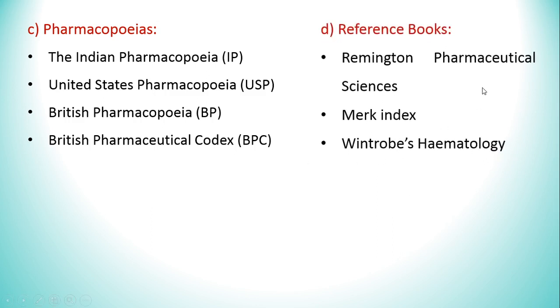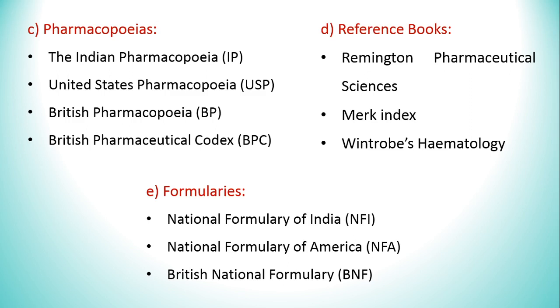Also, by using some reference books like Remington Pharmaceutical Sciences, Merck Index, Winthrop Hematology, you will get the information. Also, by using some formularies like National Formulary of India, National Formulary of America, British National Formulary. So just remember here, the information on a drug obtained from internet websites is the primary source, and information from textbooks, pharmacopoeias, that is official books, reference books and formularies comes under the secondary sources. So these are some sources of drug information.